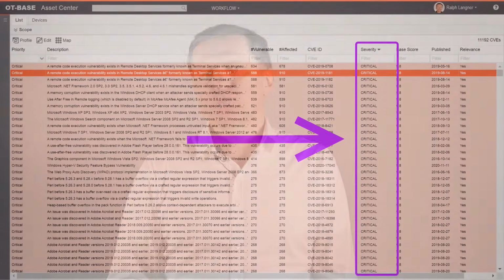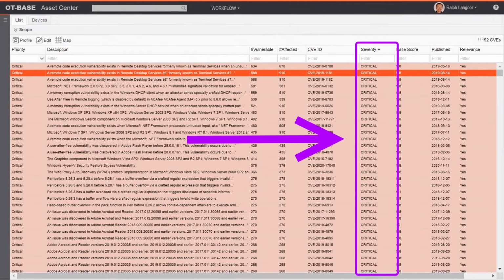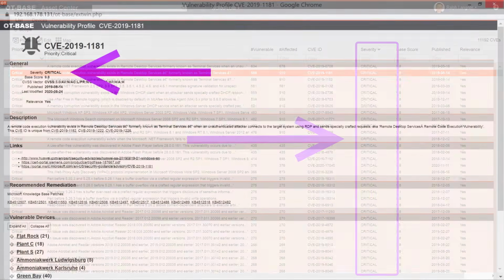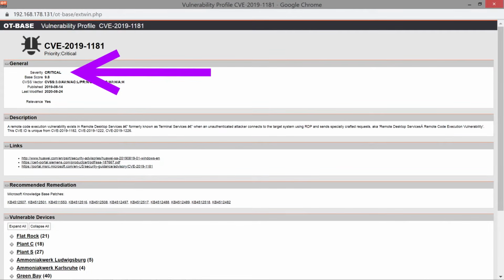So which vulnerabilities should you patch? The commonly used practice is to use the severity rating that is provided by the National Vulnerability Database. CVEs are ranked as critical, severe, medium, and low. Most organizations only tackle the critical vulnerabilities and ignore the rest.